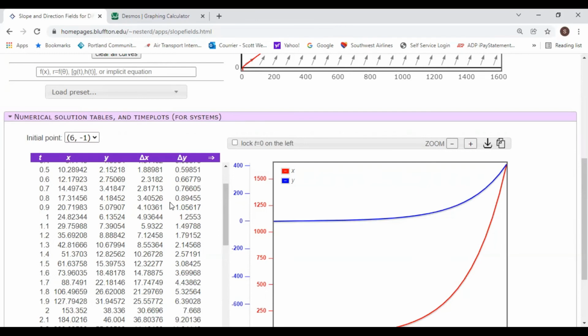And our y value is 6.13. So that's quite a bit closer to what the formula said, if you'll compare them. And then at t equals 2, we'll get 153.